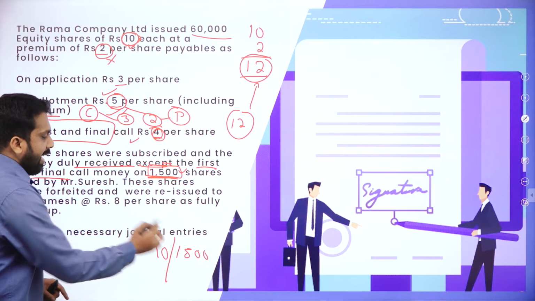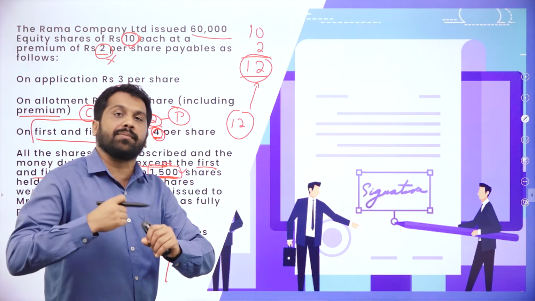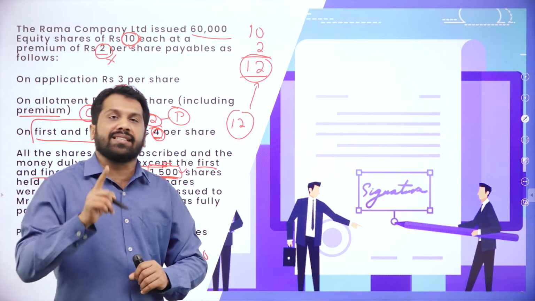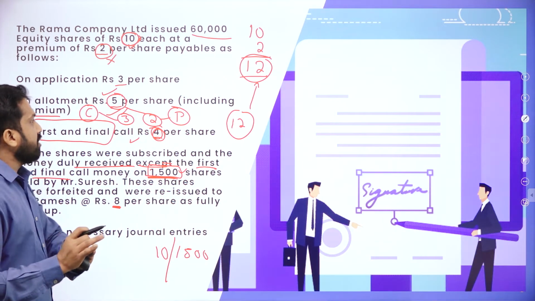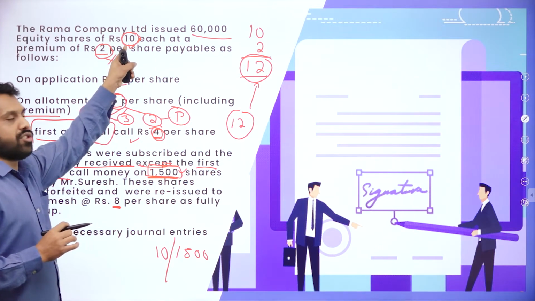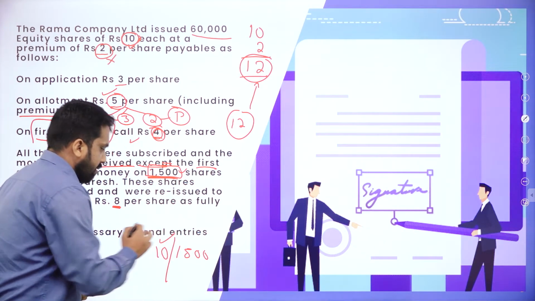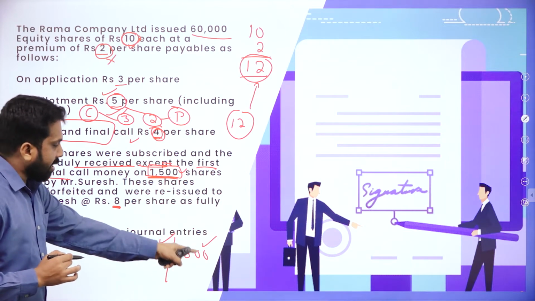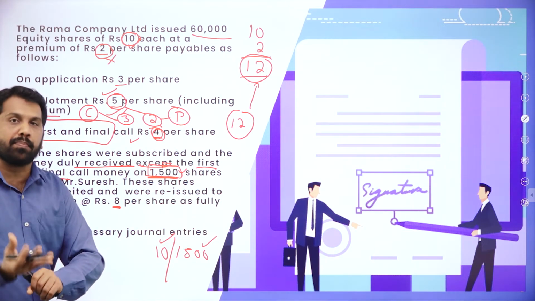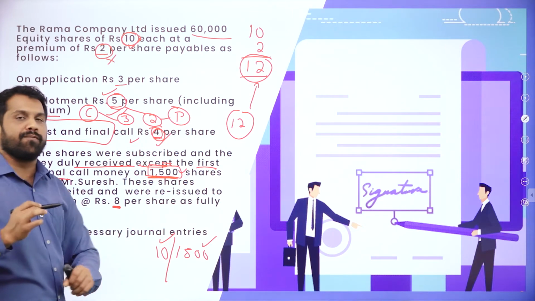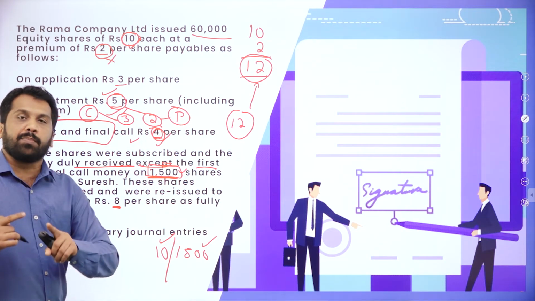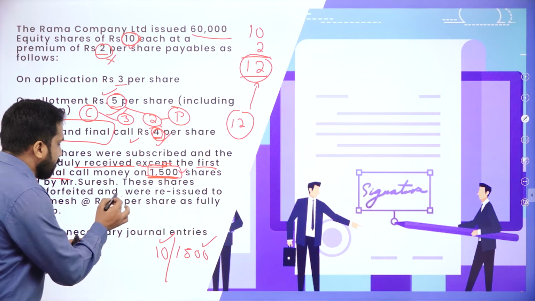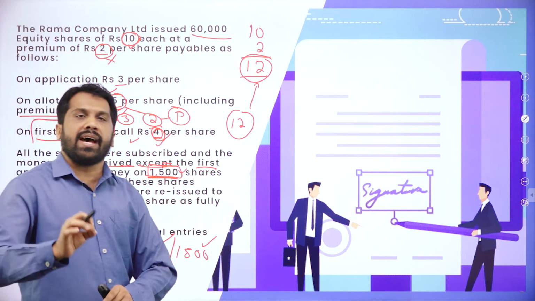After cancellation, what will the company do? They will sell it to somebody else. At what price are they selling? At rupees 8. Remember this. Which are the things you have to remember? The actual value is 10. We are cancelling 1,500 shares. On these 1,500 members, they have not paid rupees 4. After cancellation, the company will sell to somebody else at rupees 8. These things you have to remember.